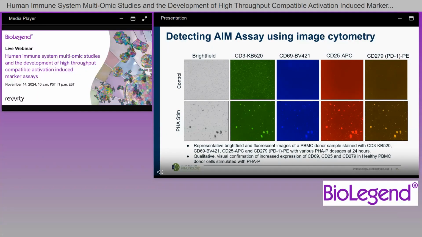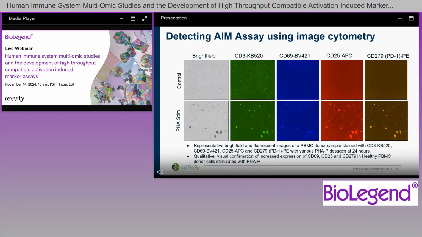When a sample is finished running, this is an example of images the PLX takes from each channel. These are PBMC samples from a healthy donor where we are comparing an unstimulated sample with a stimulated sample that has been stimulated with PHA-P for 24 hours. The PLX shows you bright field, which is used for counting the cells.